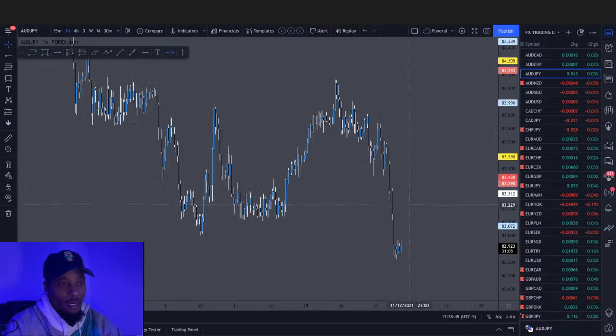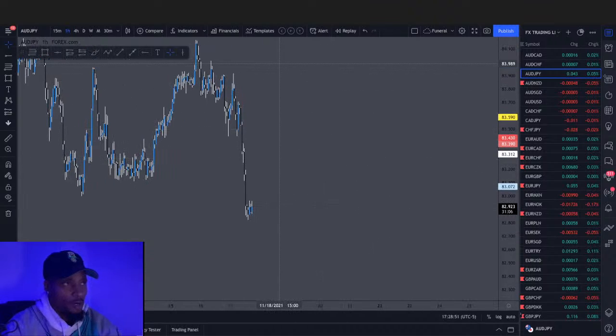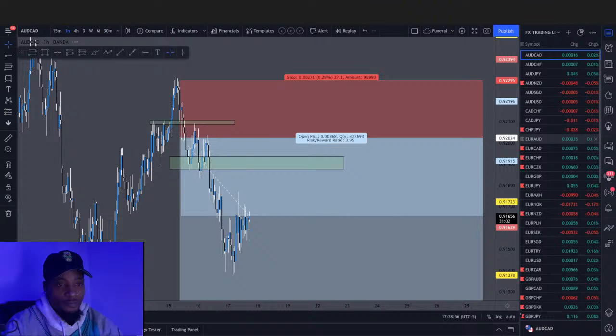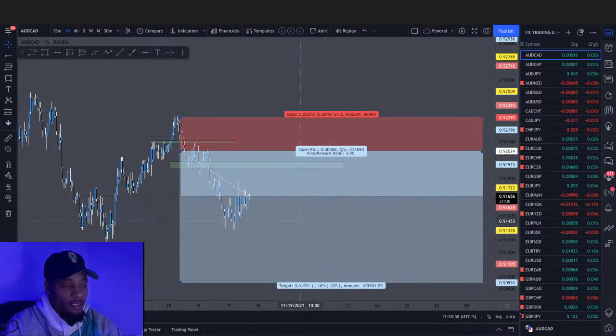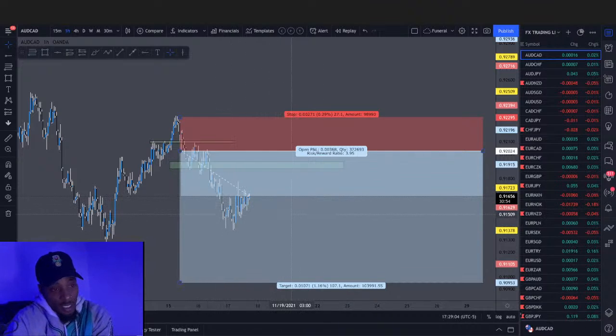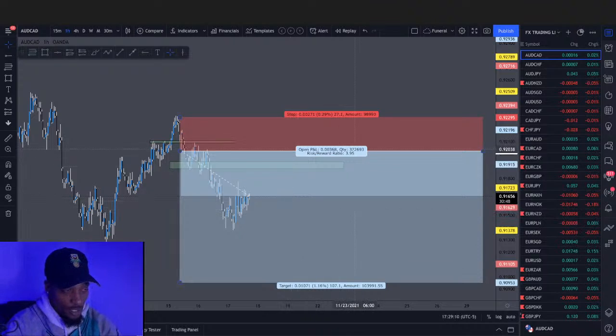This morning when I got up, I had an AUD CAD trade running. I think it got down to close to 50%. So I was running at about 1.5, almost 2%, going for a 3%, excuse me, a 4% trade.